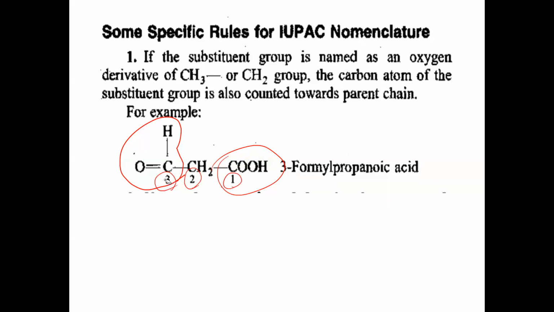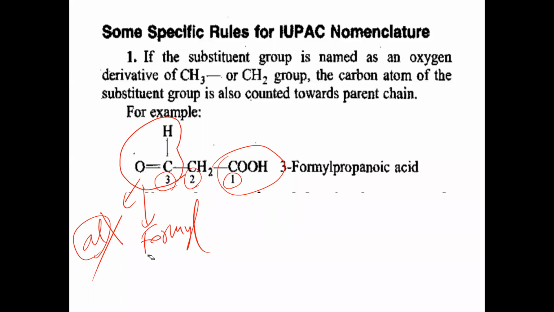Now 3 position should be given to this carbon because this carbon is having what? Oxygen. That's why we should give the name. Here, instead of formyl, we are not using the ALR. ALR is not used. What we have to use for this here? Formyl we have to use. So ALR we should not use here.